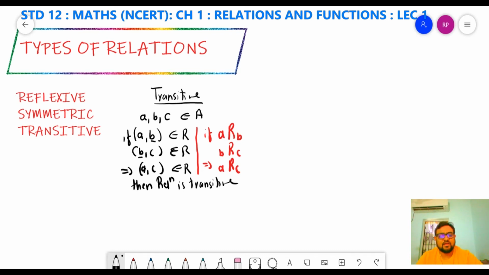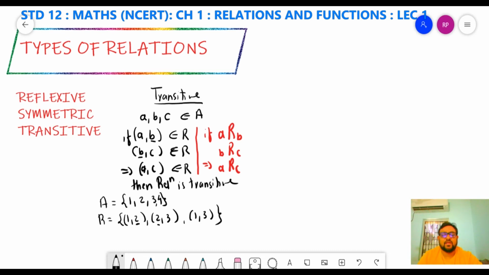Okay, I'm taking an example again. If set A is 1, 2, 3, and let's say also number 4, and the relation is like this: (1, 2), (2, 3). Now see, this is matching the second element and the first element. So (1, 3). If this is the case, then this is transitive.